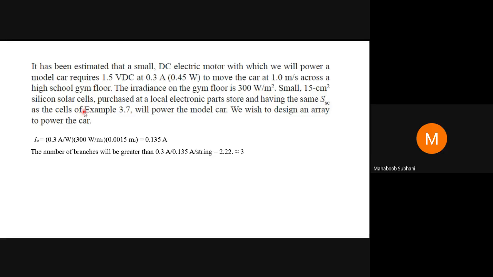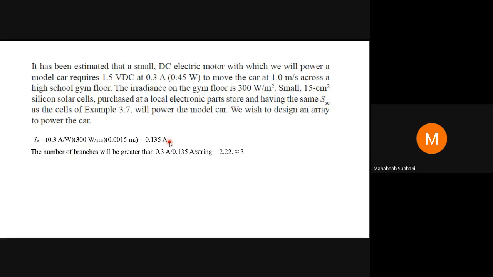First we want to calculate how much short circuit current is produced from a single cell. The requirement is 0.3 ampere, and the irradiance is 300 watt per meter square, and the area is 15 centimeter square. If you convert everything into a single unit system and multiply this, we get 0.135 ampere. This is only from a single cell.